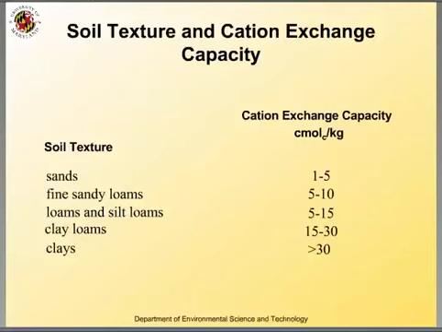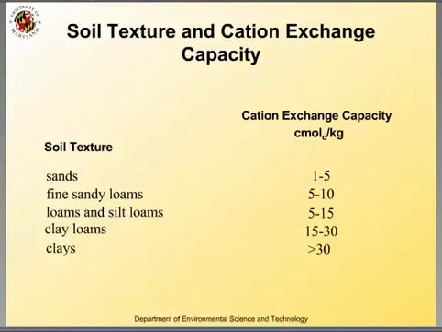Sands, you actually have a sand textural class over in that lower left-hand corner of the textural triangle, only between about 1 and 5 units of charge, milliequivalents per 100 grams or centimole per kilogram. Fine sandy loams, we've got those over on the shore, 5 to 10 units of charge. Loams and silt loams, 5 to 15. Clay loams, 15 to 30, and even the clays, above 30.